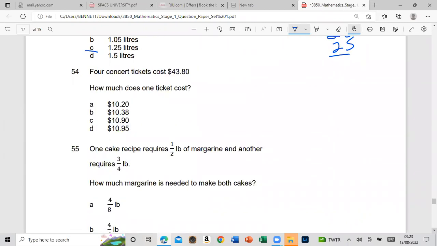All right, let's see if we can finish quickly, so you guys can get some free time. 4 concert tickets cost $43.80. How much does 1 ticket cost? How would you guys approach that? Sir, we divide. We divide again, right? Yes, sir.